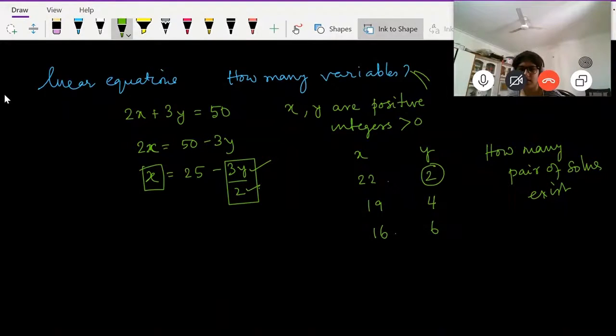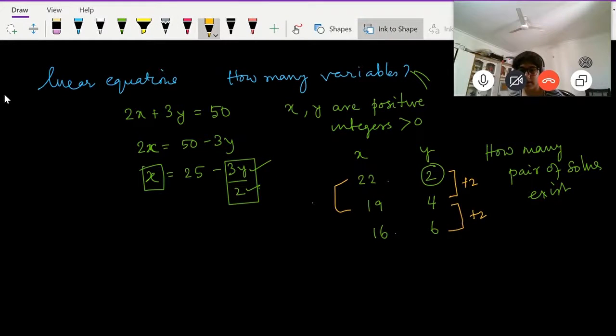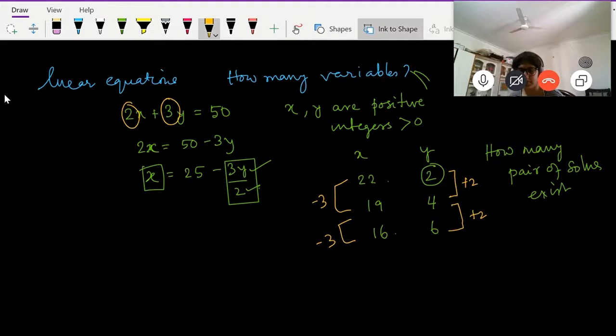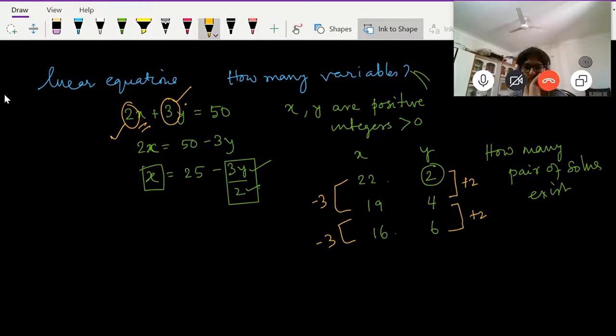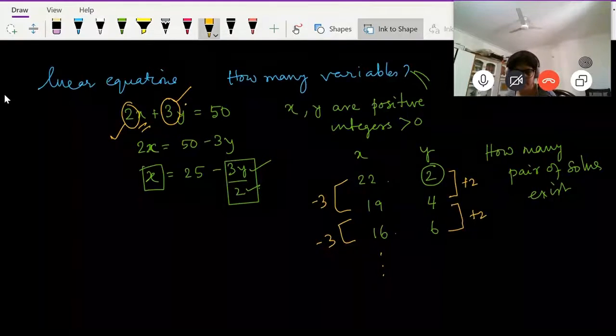Before we do anything, let us try to see patterns in everything. What is the pattern here? Y is increasing by 2 and x is decreasing by 3. Now you look at the coefficients of x and y here. X is decreasing by the coefficient of y and y is increasing by the coefficient of x. Correct? So what is the minimum value of x possible?